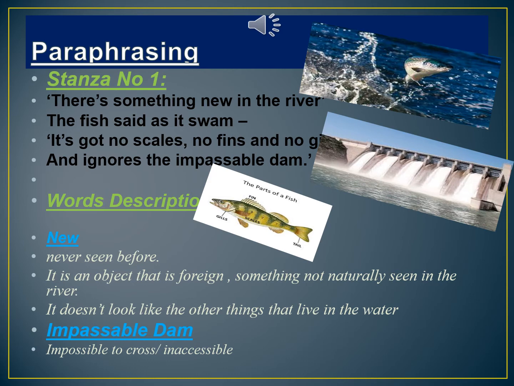The fish sees something new in the water, a new creature it has never seen before. It is an object that is foreign to it, something not naturally seen in the river. Now read the next two lines, 3 and 4: no scales, no fins and no gills, and ignores the impassable dam. We can say the new creature doesn't look like the other things that live in the water, like fish, having scales, fins, and gills. This new creature is unafraid of the dam. It can easily cross the dam.